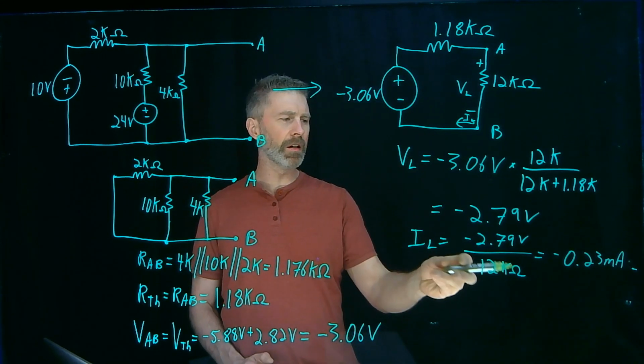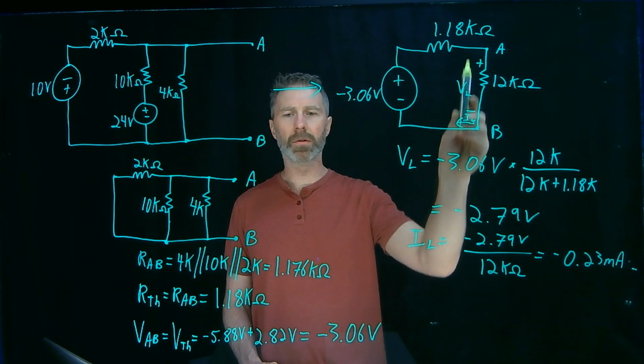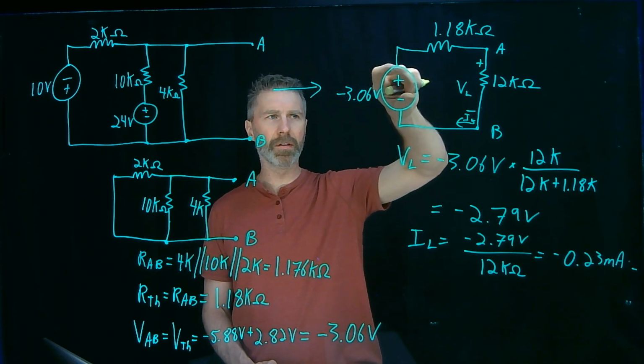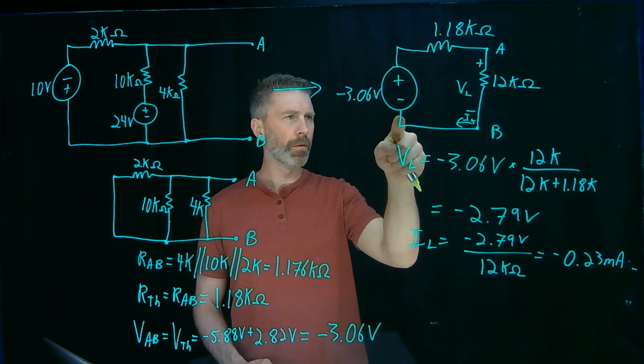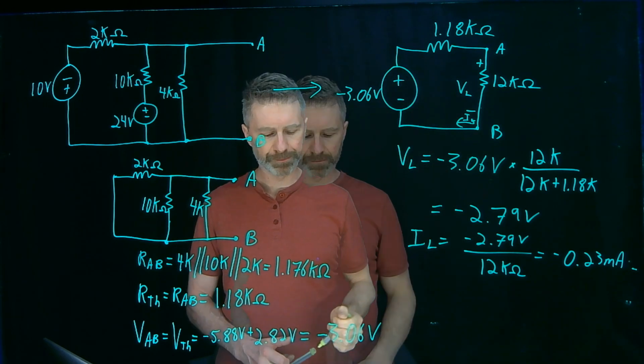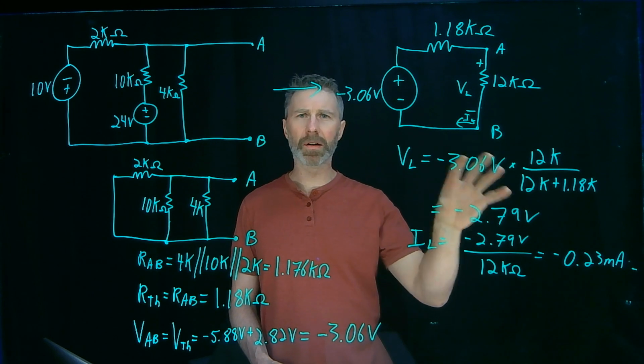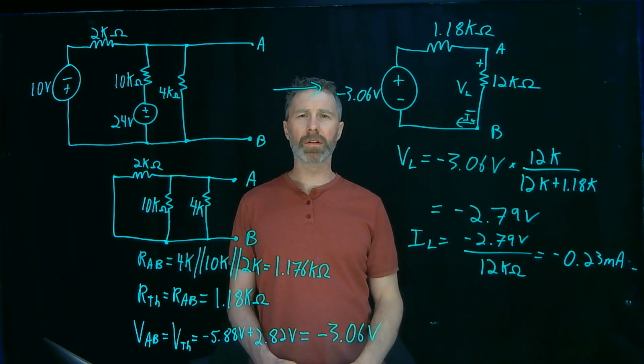So what that's telling me, that negative 0.23 milliamps, is the current's actually going this way, which makes sense because this is actually a voltage source that's inverted that way. Current's going to go through the circuit in this direction. And that's it. That's what it takes to Thevenize this circuit, and then we went a step further and figured out what the load voltage and load current was for that particular resistor.